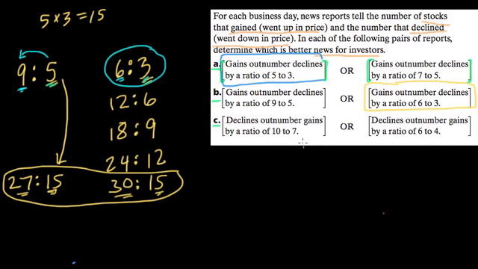Here in the last one, I'm going to use my ratio table again because it's just not as easy to see, right? The doubling. And I could use percents again, but I'm going to go with another ratio table. So this time they're reversing it. Declines outnumber gains by a ratio of 10 to 7. So this time 10 represents the declines, right? D for declines, and 7 represents the gains, G for gains. Is that better or worse than declines outnumbering gains by a ratio of 6 to 4?